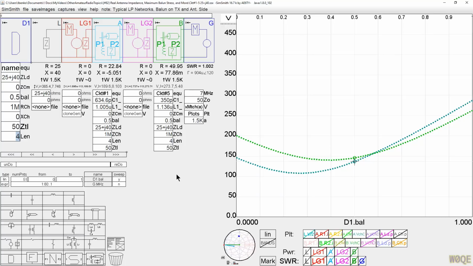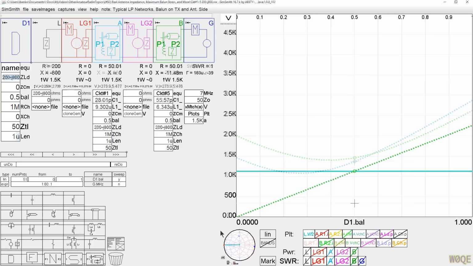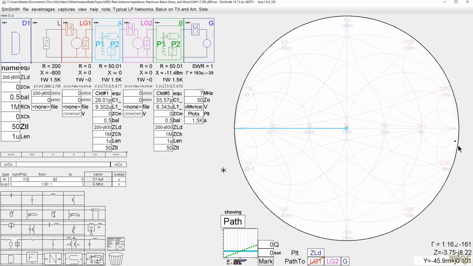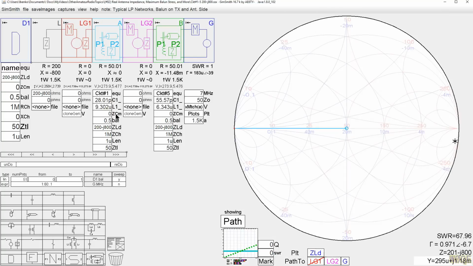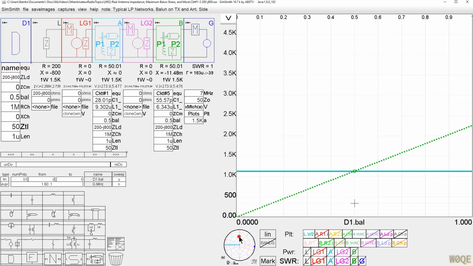And just to continue on with that, let's do one more example. Now we have a circuit which has an impedance of 200 minus J800. A pretty high impedance, and it's way over here on the very right side of the Smith chart. And it occurs at an SWR that's 68 to 1. So it's a very high SWR. Let's see if it makes a difference there.